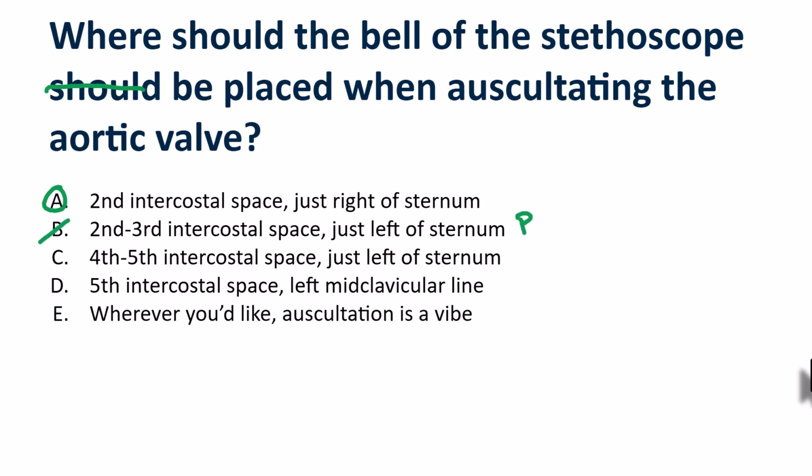That's not right. C, the fourth or fifth intercostal space just left of the sternum. That's not right. That's the tricuspid valve. D, the fifth intercostal space in the left midclavicular line. That is incorrect. That is the bicuspid valve. E, wherever you like. Auscultation is a vibe. Totally, dude. No, the correct answer is A, second intercostal space, just right of the sternum.